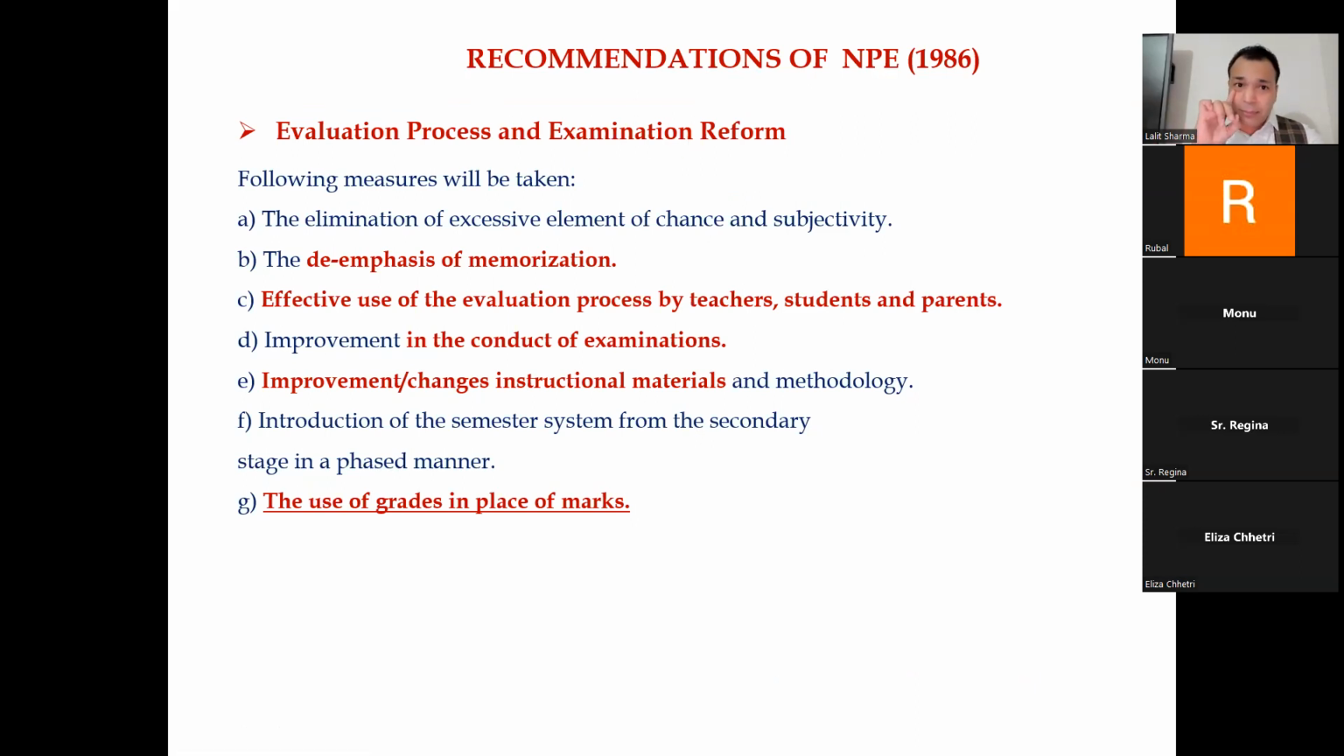Yes, this also came. Now see, the following measures will be taken: the elimination of the excessive element of chance and subjectivity, and the de-emphasis of memorization, the rote learning, right? Effective use of the evaluation process by teacher, student and parent. See, evaluation has also started, of teachers, of students and of parents. Before 1986, teacher assessment and evaluation did not happen. Whosoever was teaching, coming to the school and teaching the students, what would be the result? You know that. Improvement in the conduct of examination.